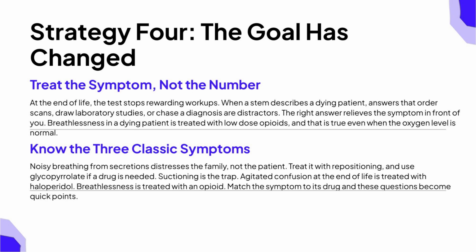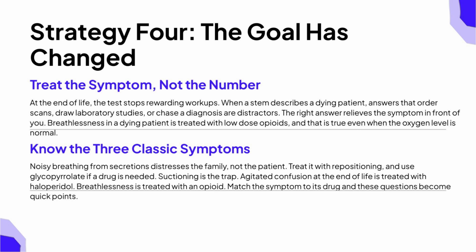Now the mental shift the end-of-life section is testing. Treat the symptom, not the number. At the end of life, this exam stops rewarding workups, so when a STEM describes a dying patient, any choice that orders a scan, draws laboratory studies, or chases a diagnosis is a distractor. The right answer relieves the symptom in front of you. The highest yield example is breathlessness, treated with low-dose opioids, and that stays true even when the oxygen level is normal. If the STEM gives you a normal oxygen level and still describes a patient struggling to breathe, that is your signal to reach for the opioid, not the oxygen.